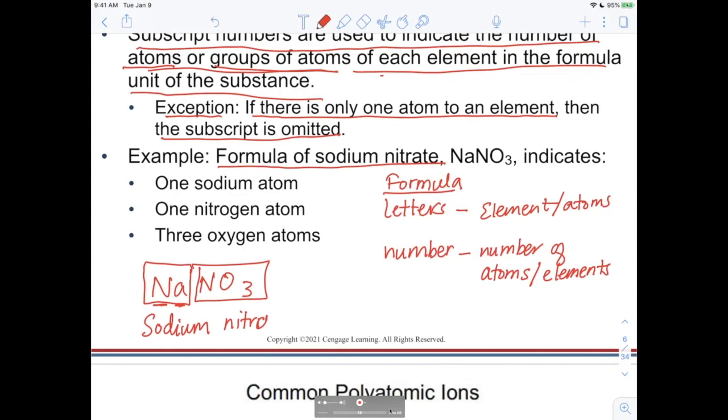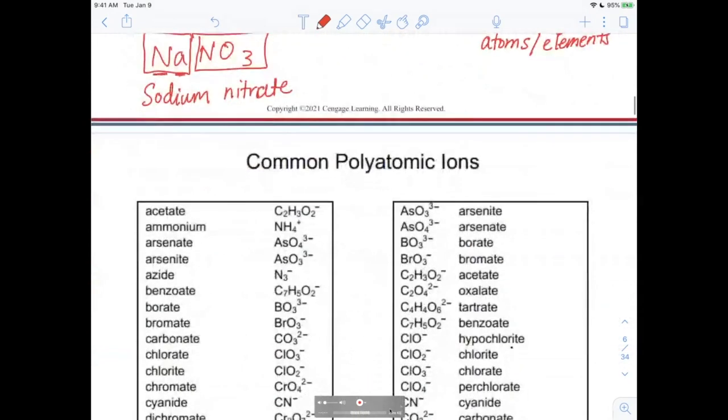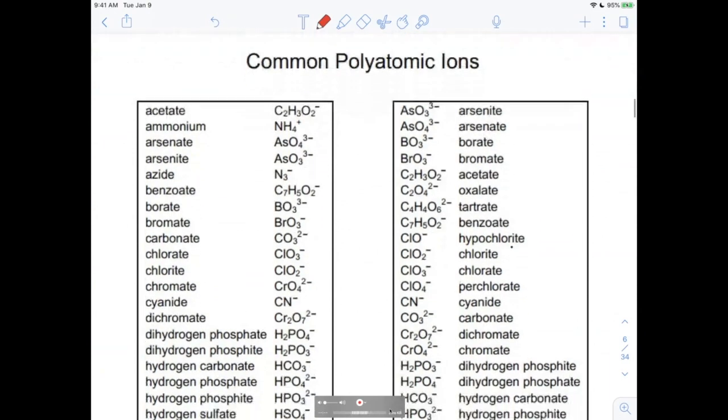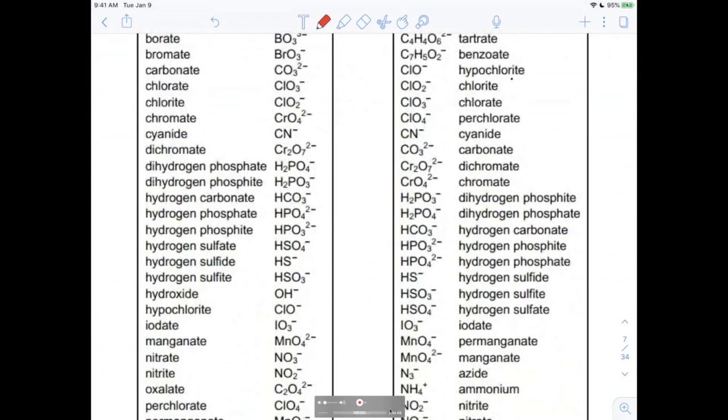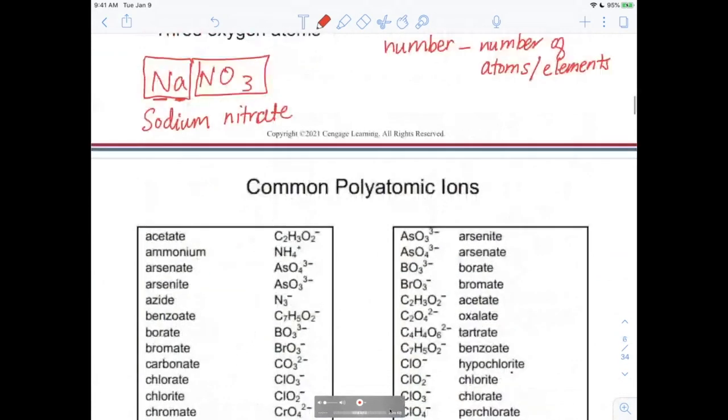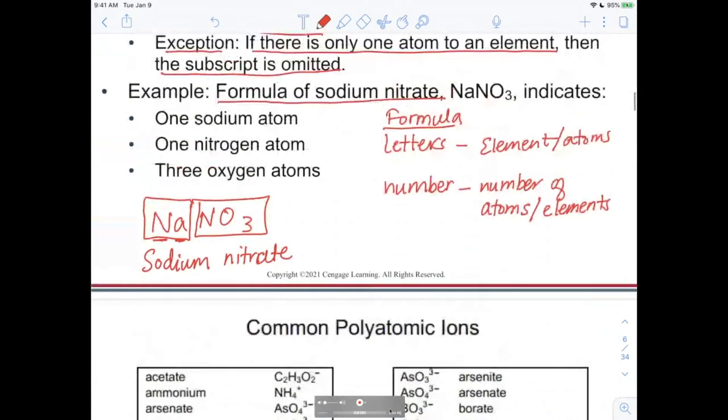So just in case, I have a list of common polyatomic ions I just found online, and I copied and put them here. They are listed alphabetically, so whatever you're looking for should be here. This is a very comprehensive list, not including every ion there is out there, but a lot of ions. And these are all polyatomics. Once again, they're listed alphabetically. So we have sodium nitrate, sodium, and then this is nitrate.